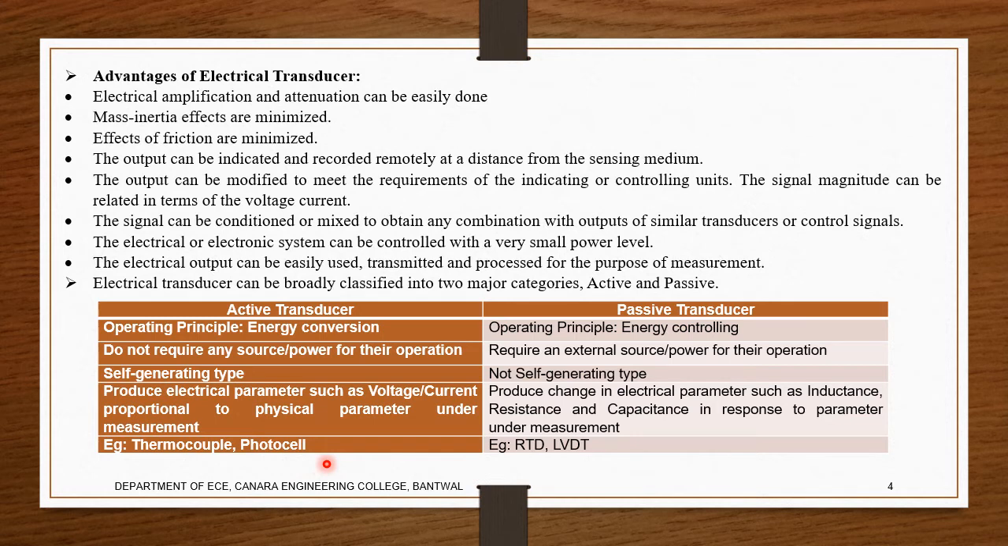Thermocouple is something we use commonly. Photocells, you know, are used in solar applications. RTD is the resistance thermometer device. The LVDT is the linear variable differential transformer. This LVDT you will study in detail in this module.